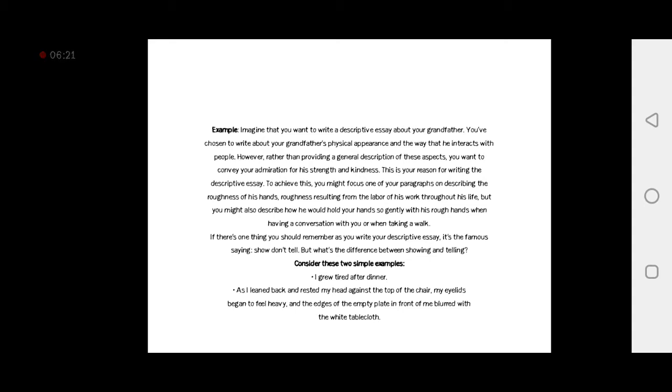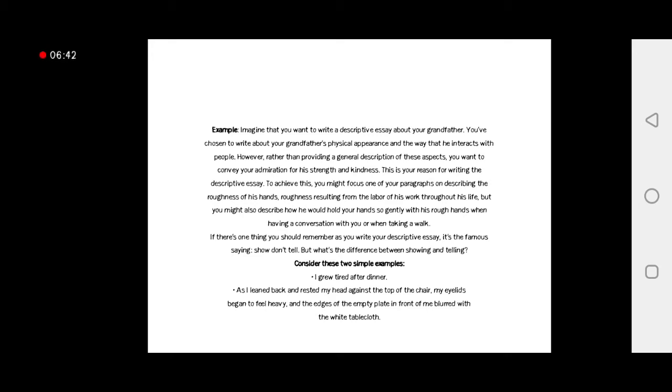Okay, now one more thing you should remember as you write a descriptive essay is that you should show your readers, don't just tell them. Now look at the two examples in the slide. I grew tired after dinner. That is one expression that explains to the reader that the writer felt tired.